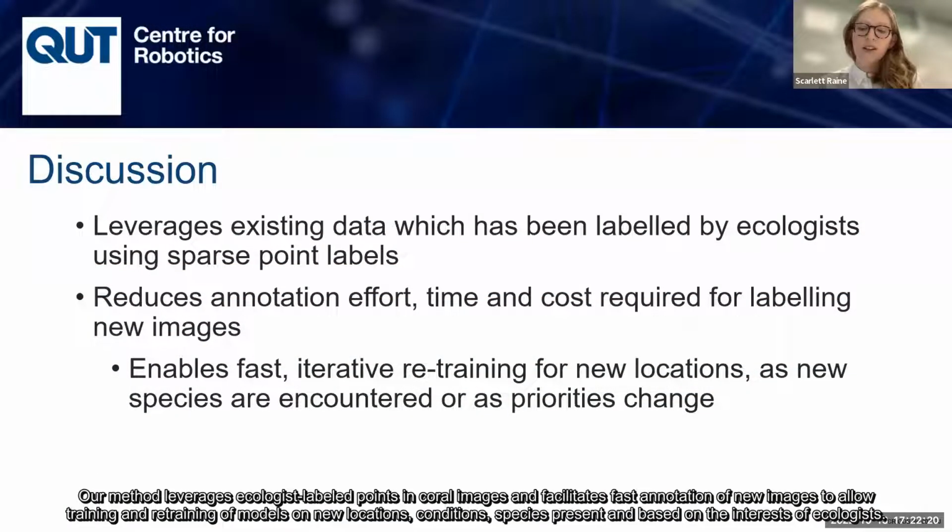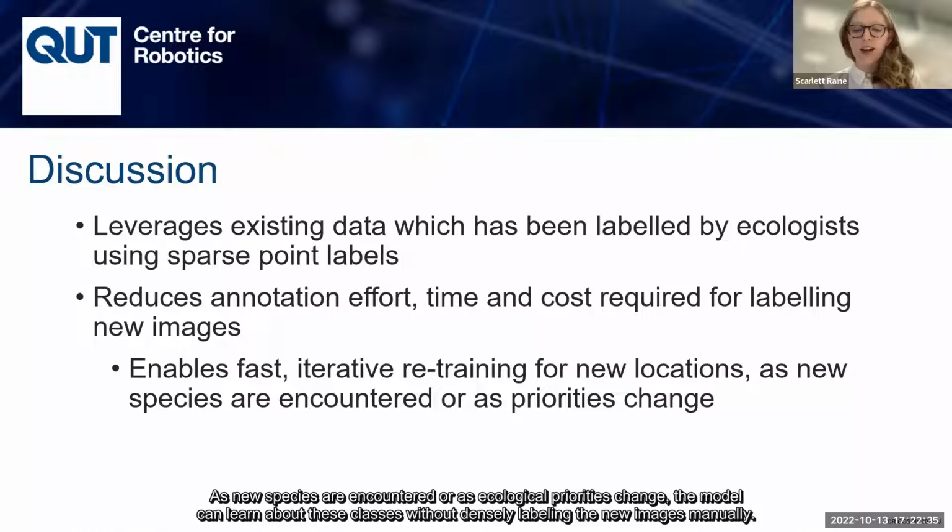Our method leverages ecologist labeled points in coral images and facilitates fast annotation of new images to allow training and retraining models for new locations, conditions, species present, and based on the interests of ecologists. As new species are encountered or as ecological priorities change, the model can learn about these classes without densely labeling the new images manually.